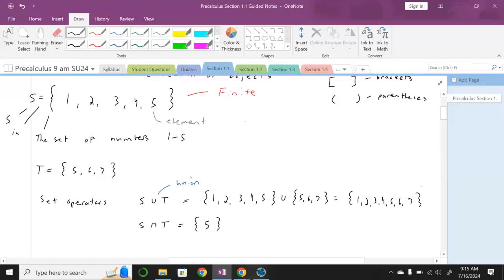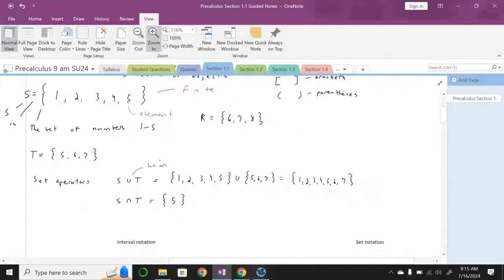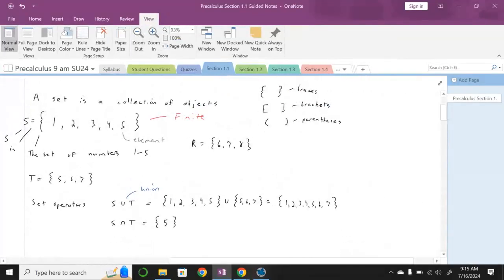Okay, good. Let me quickly introduce another set so we can do a few other things. Let's say R is the set 6, 7, 8. And let me zoom out a bit so you can see all 3 sets. Let's have you tell me T intersect R and S intersect R. Notice the intersections just give you a new set. S intersect R is just another set.